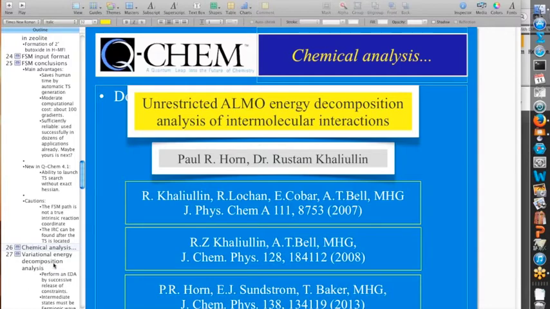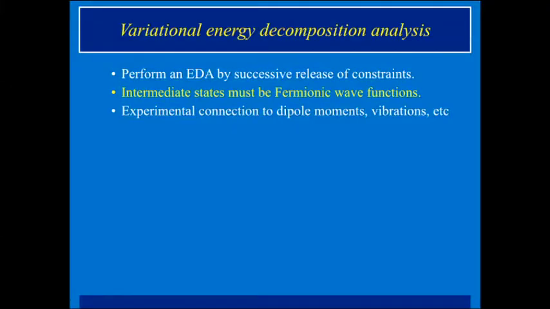And if you want more detail, you can read about it in these three papers here, including the new work that was just published earlier this year in the Journal of Chemical Physics. So what is this ALMO EDA, and what's the basic idea? The idea is to essentially take your favorite kind of density functional, and everyone's got their favorite, and instead of just doing one calculation on an intermolecular interaction and separate calculations on the fragments and computing the binding energy, you do a bunch of intermediate calculations that correspond to the progressive release of variational constraints.